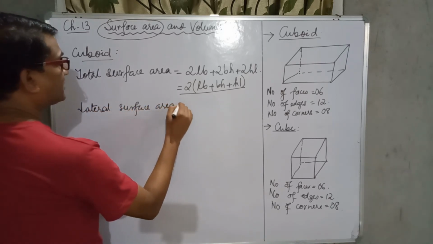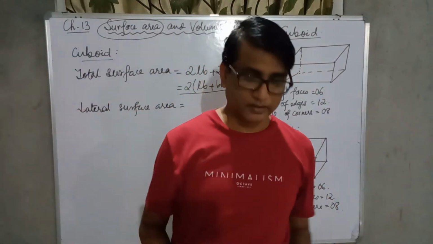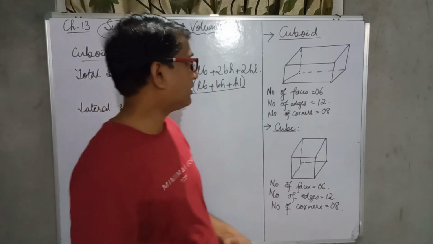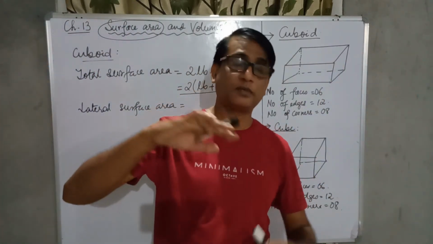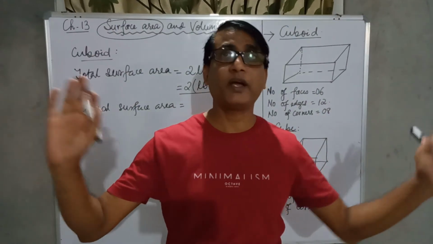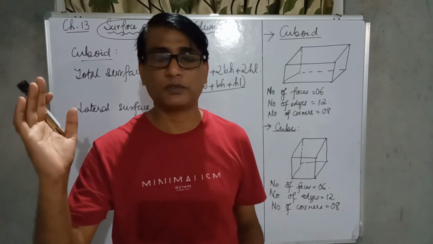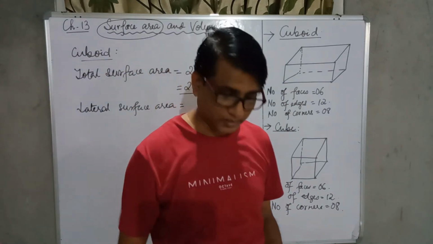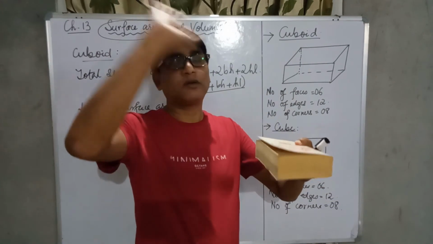What is called lateral surface? Just the area of the boundary of the cuboid. We can take the example of this room. Area of 4 walls. That is called lateral surface area of the room. If this is the room, area of 4 walls, this and this we have to remove.